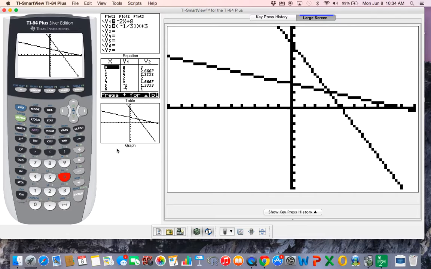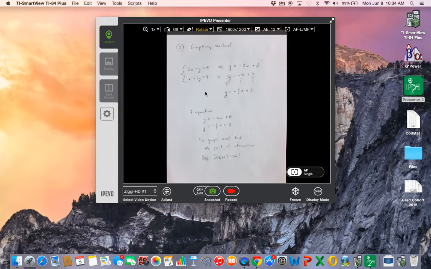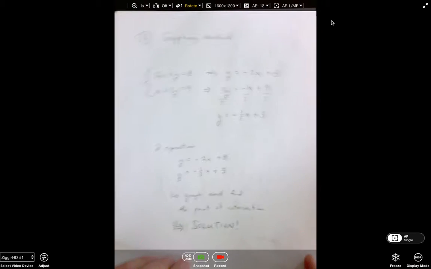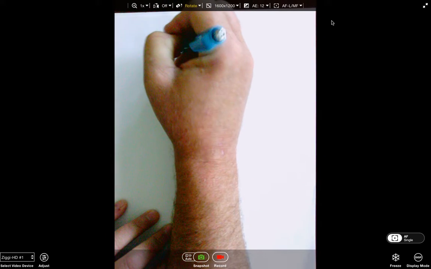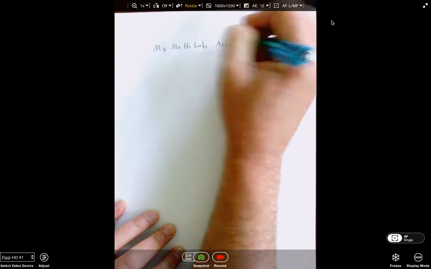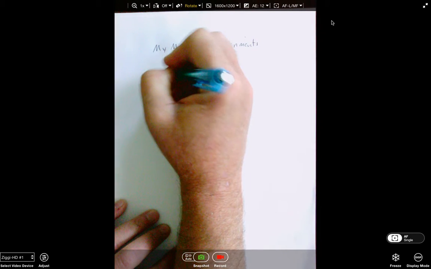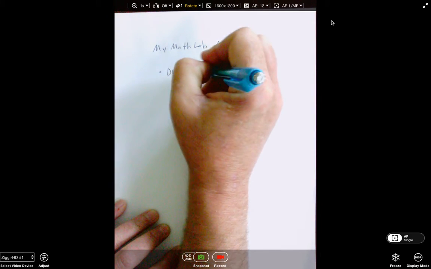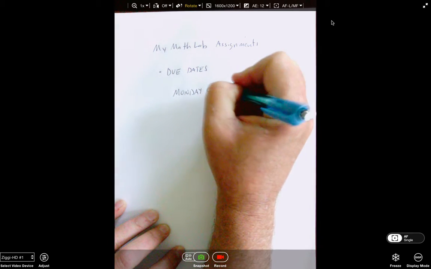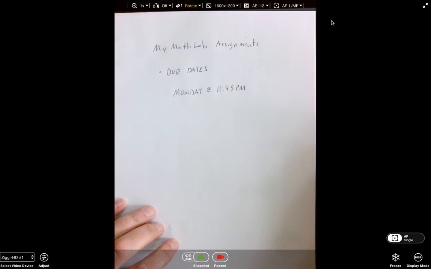One more thing before I go on to this. I'm kind of on a tangent here. Something I have done, and let me write this here. All assignments from here on out, I've given this some thought, and I'll explain what's going on here. So your MyMathLab assignments are going to be changed the due date. The new due dates are on Monday. Okay, so Mondays at 11:45 p.m.